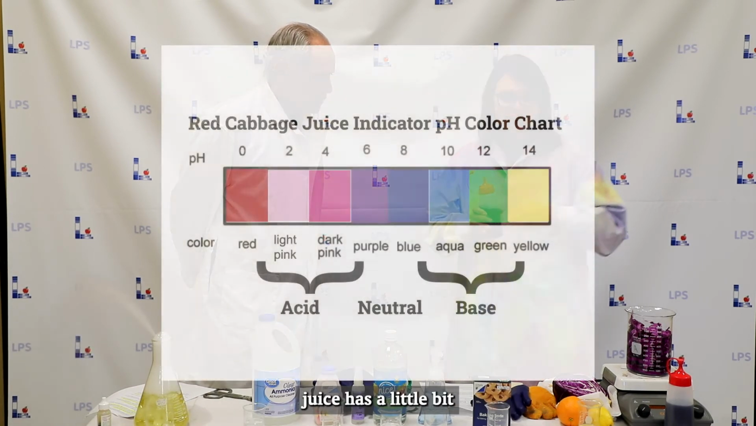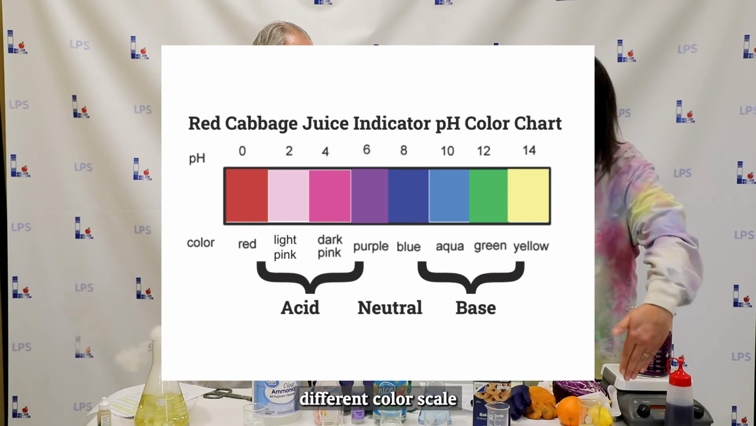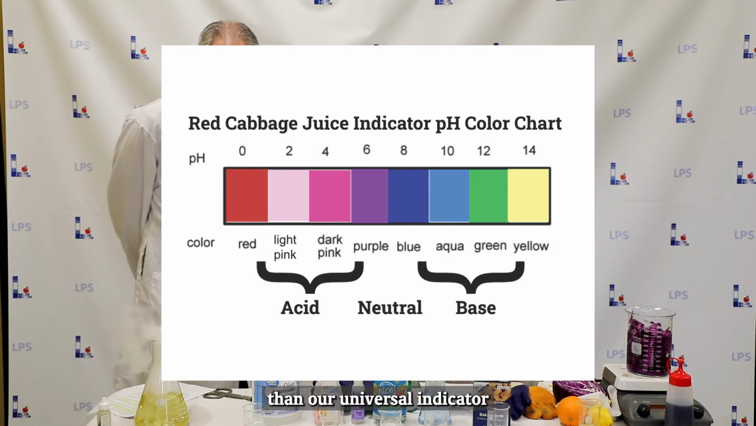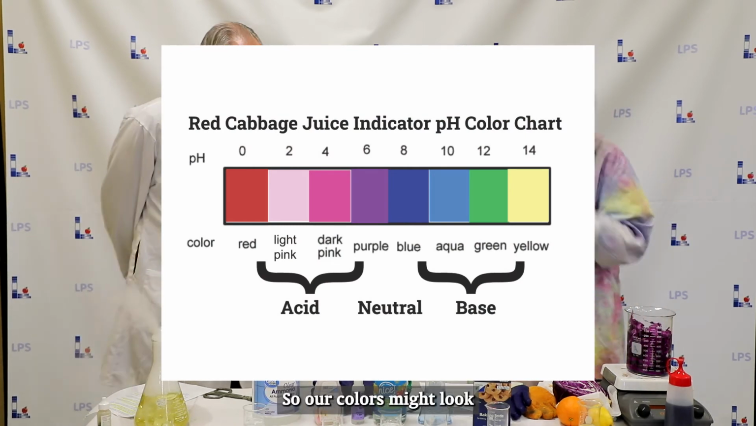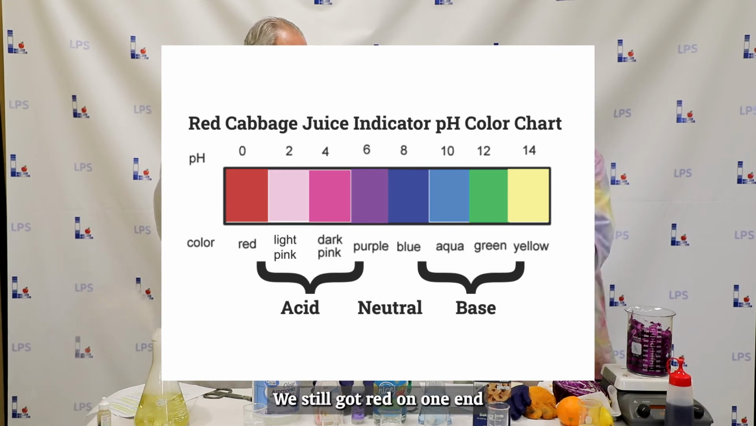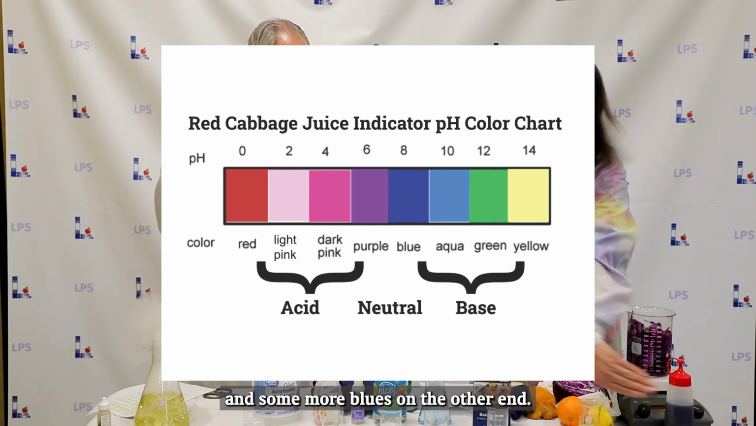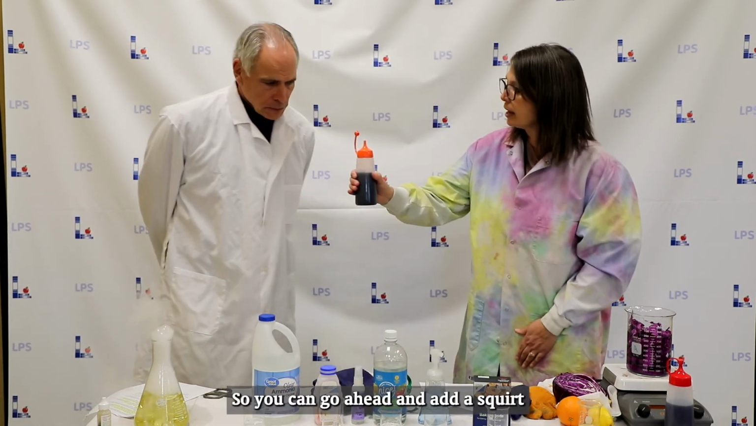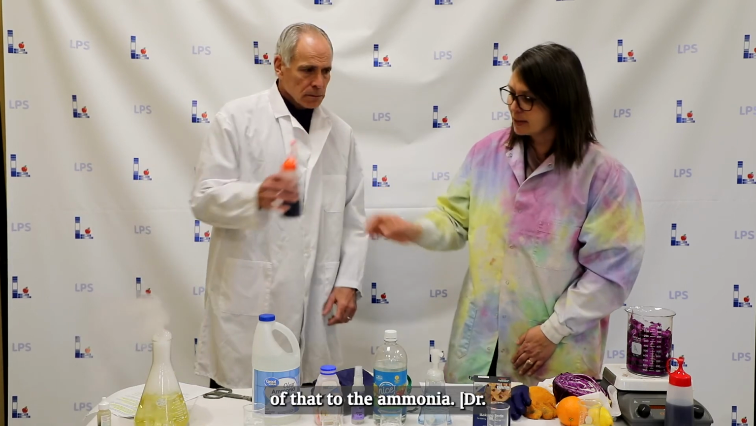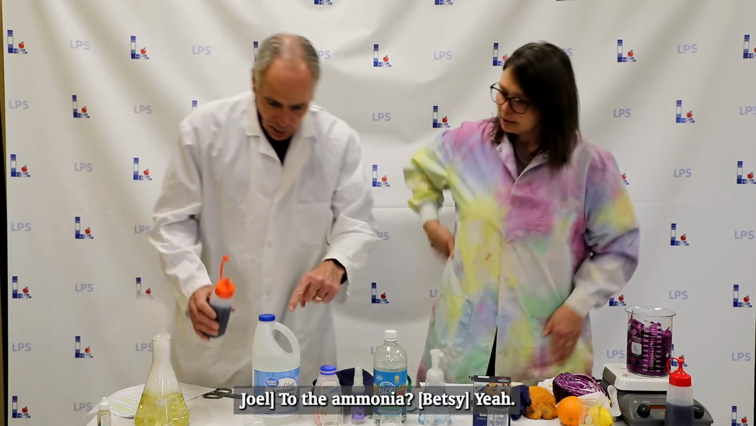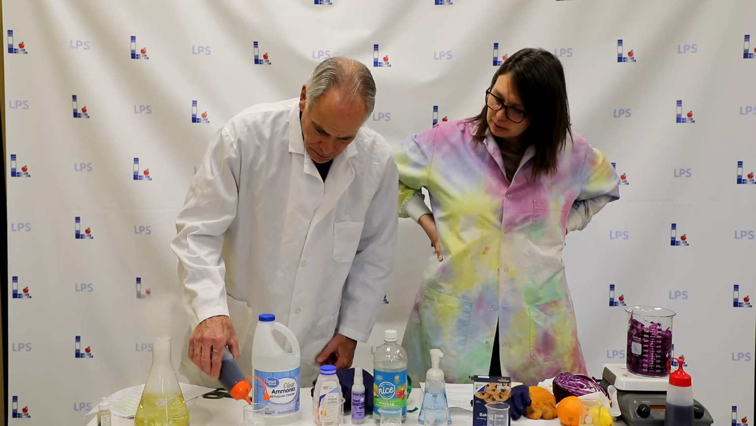Now, the cabbage juice has a little bit different color scale than our universal indicator and our pH strips. So our colors might look a little bit different. We still got red on one end and some more blues on the other end. So you can go ahead and add a squirt of that to the ammonia. To the ammonia? Yep, we'll see what happens.